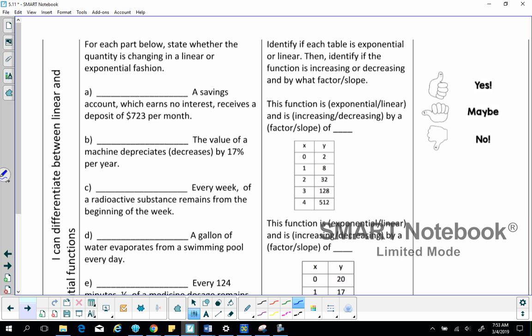The answer key is up here. I did write the exponential equation in the answer key, but you do not need the exponential equation. I just wrote it on there. So you're checking your own work, stamping, and then the last 5 minutes will be to take your ticket out the door. Sound good? Third period.